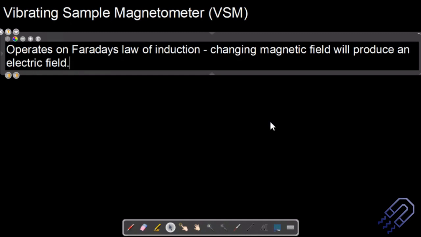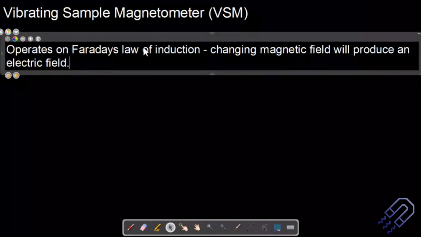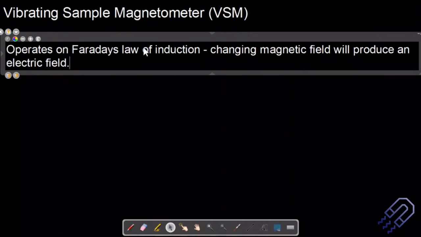Vibrating sample magnetometer. We are basically using it for studying the magnetic properties of material. And as I said, if you are synthesizing a sample which has, let's say, nickel in it, iron in it, cobalt in it, it will definitely have some magnetic property, keeping aside whether it's ferromagnetism or antiferromagnetism and so on.